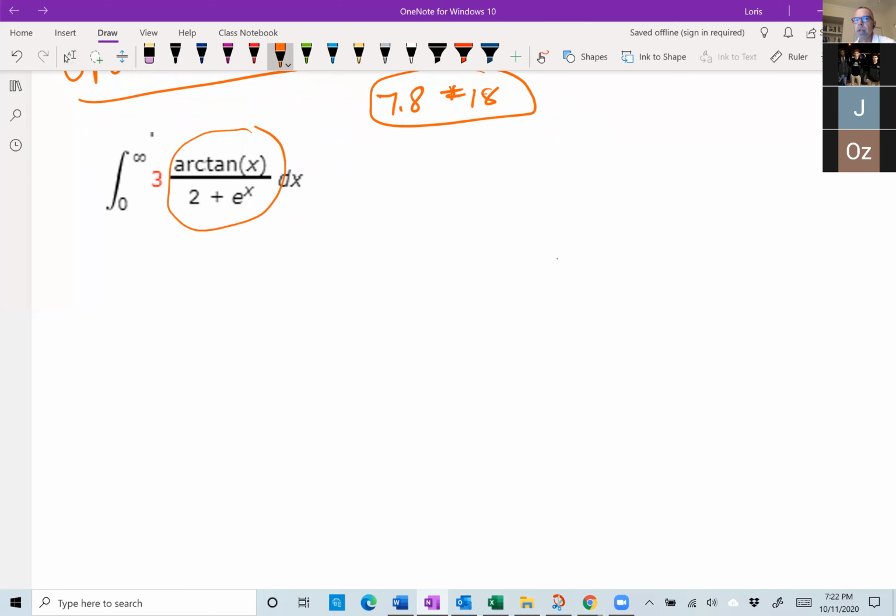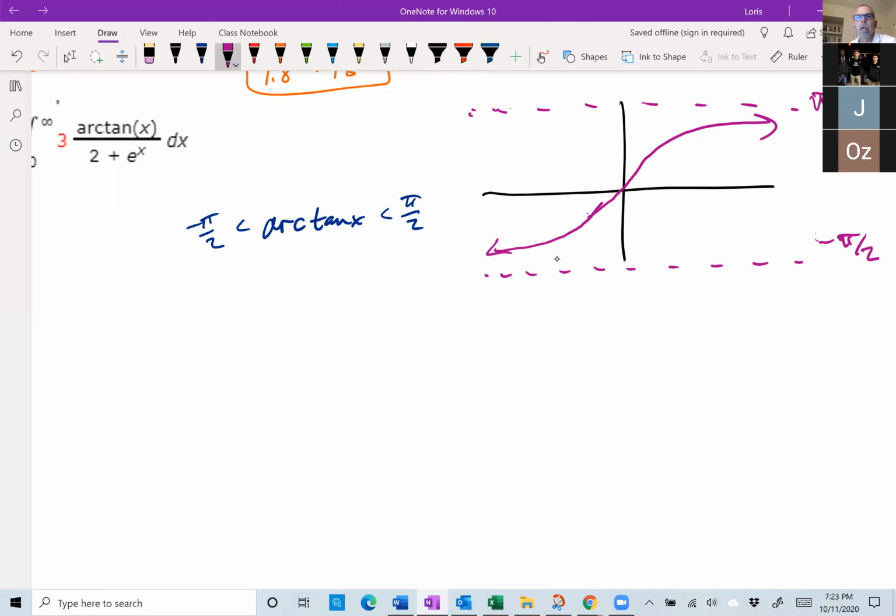So I've gone through this before, but it's worth repeating. It's one of the most important functions you'll see in calculus. So this is pi over 2 and negative pi over 2. And of course, inverse tangent is only defined between those two. So that's where it comes from.